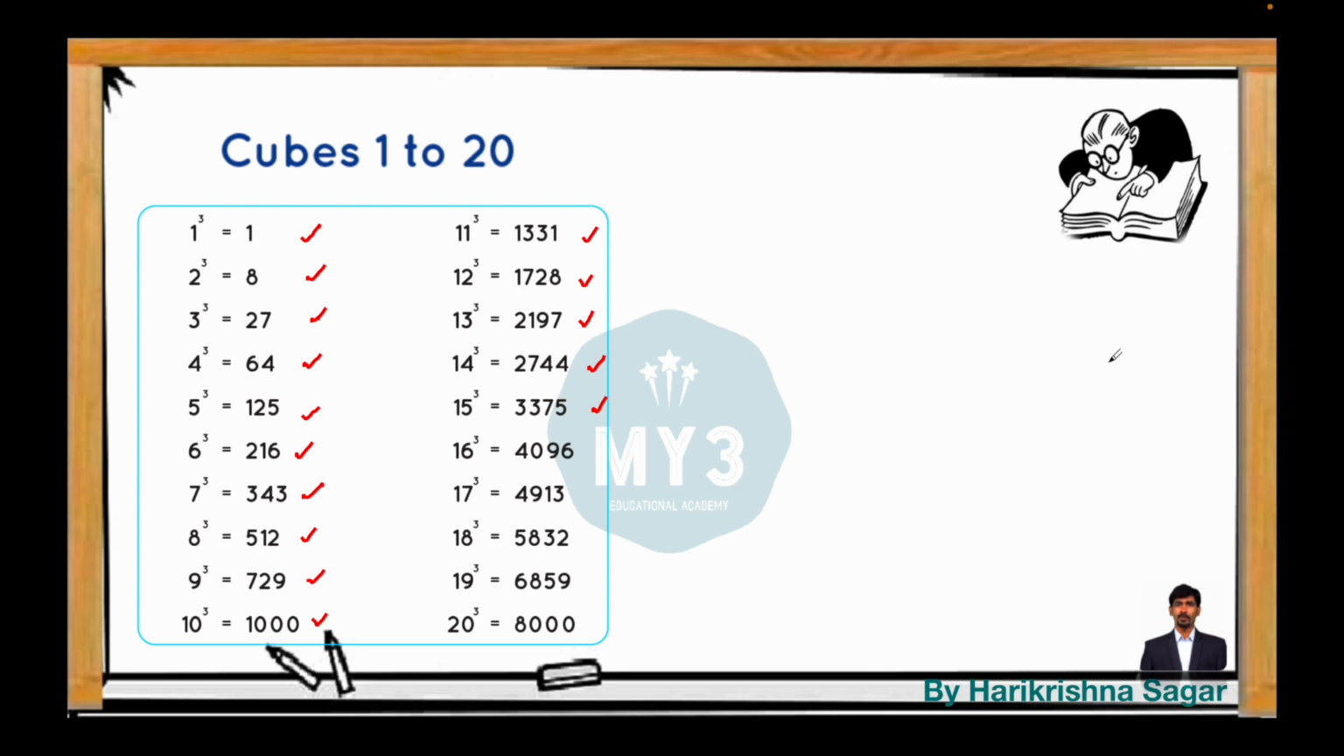So 1 cube is 1, 2 cube is 8, 3 cube is 27, 4 cube is 64, 5 cube is 125, 6 cube is 216, 7 cube is 343, 8 cube is 512, 9 cube is 729, 10 cube is 1000, 11 cube is 1331, 12 cube is 1728, and 13 cube is 2197. 14 cube is 2744, 15 cube is 3375. So these are the very, very important cube numbers.